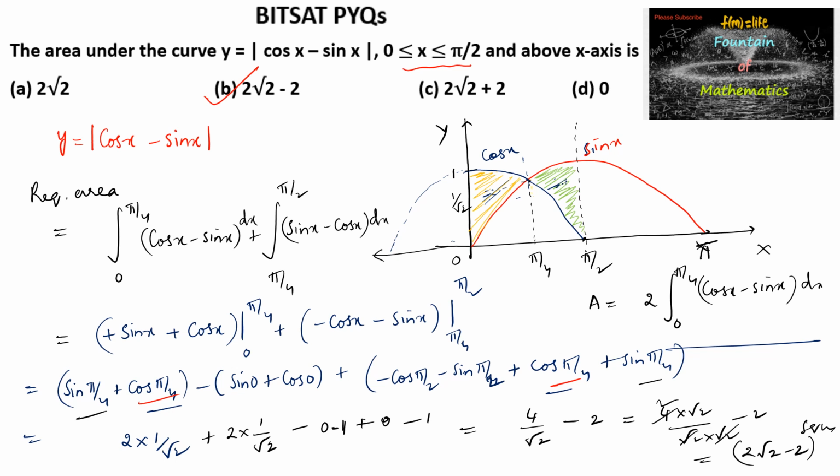And even if we can do by the second method, so in 2 times, integration of cos x is sin x, and integration of sin x is minus cos x, so plus cos x, over the limit 0 to pi by 4, that is 2 times of sin pi by 4 plus cos pi by 4, which is 1 by root 2 plus 1 by root 2, that is 2 by root 2, minus sin 0 is 0 and cos 0 is 1. So here we can write 2 into 2, 4 upon root 2 minus 2, same as this value, so we can say 2 root 2 minus 2 is the answer.